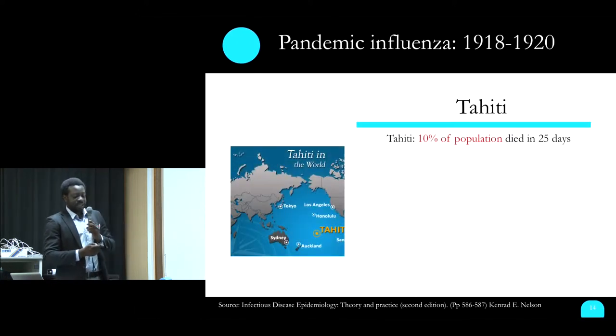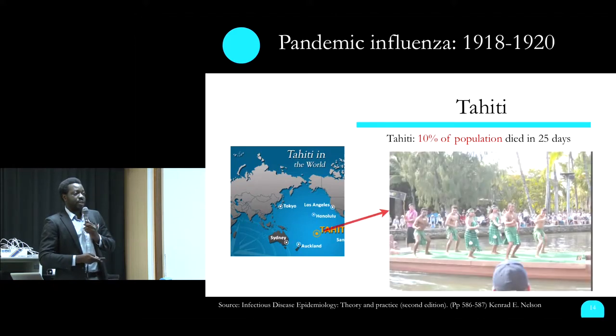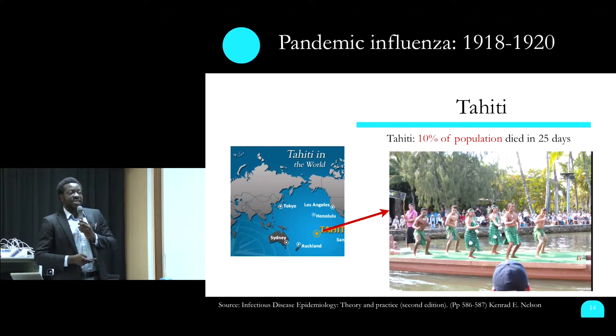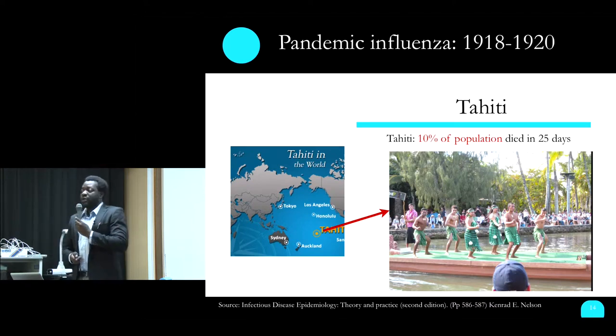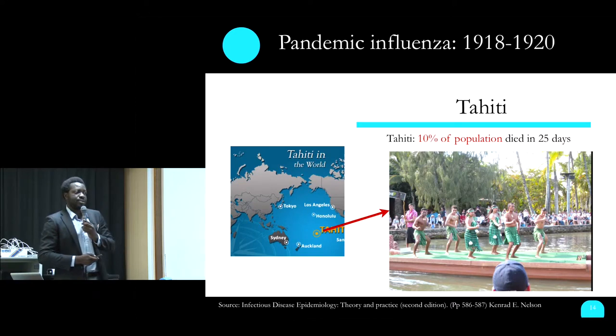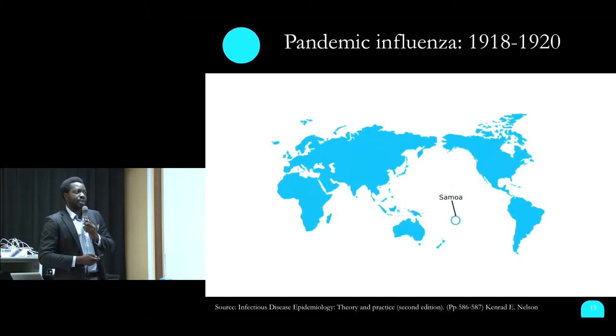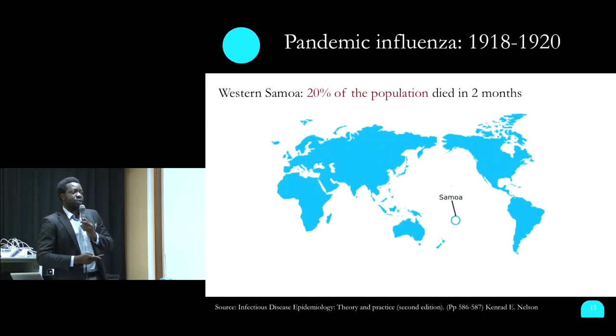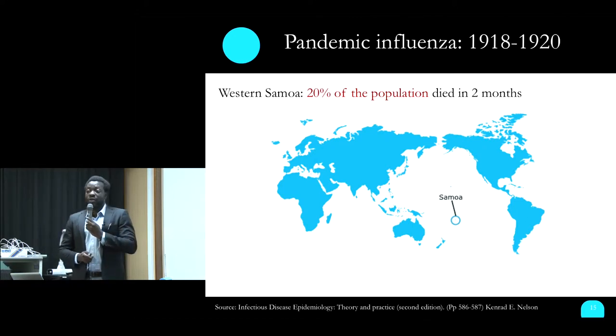And this is Tahiti, a small island in the Pacific. It is said that 10% of the population died in only 25 days. This is unbelievable. And another small island in the Pacific is Samoa. 20% of the population died in only 2 months.